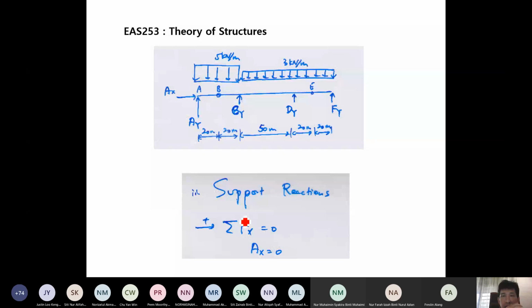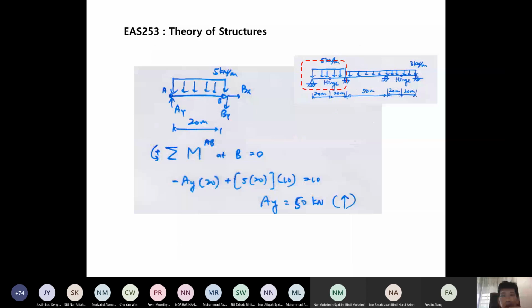The first thing is we look at span A and B when there are hinges. And what we do here is we take the free body diagram of A, B only, which is we cut here at the hinge. Then we get this free body diagram. AX is equal to 0, so we don't show here. And BX and BY appear here because there are hinges. When we separate them, then you get the internal force.